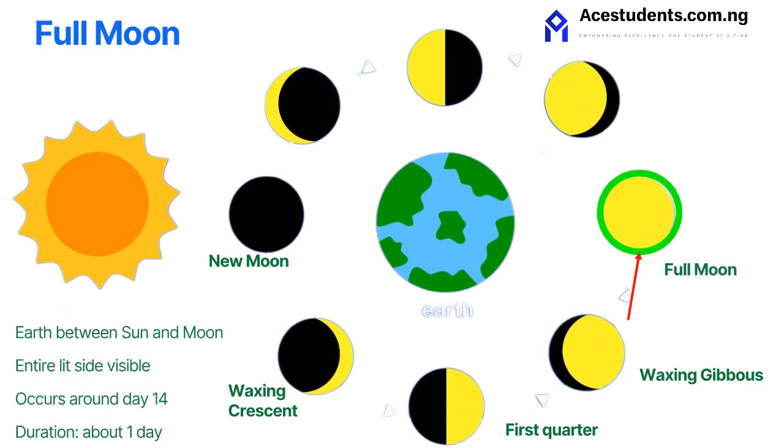Finally, about 14 days after the new moon, we see the full moon. Now Earth is between the sun and the moon. The entire illuminated half faces us. This phase lasts about 1 day.